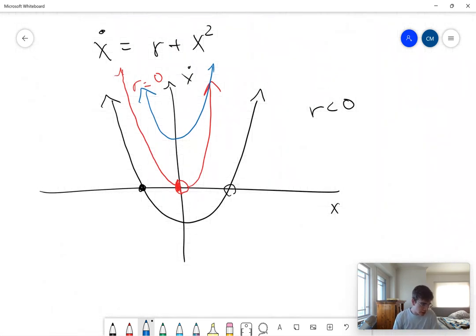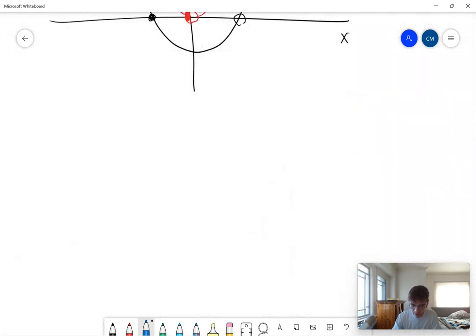So let's look at another example that's maybe a bit more complex. We have x dot is equal to r minus x minus e to the minus x. Okay, so we want to analyze the effect of varying r here. And we still expect that it's just going to be shifting this graph of negative x minus e to the negative x. But that's a little bit confusing to analyze in our minds.